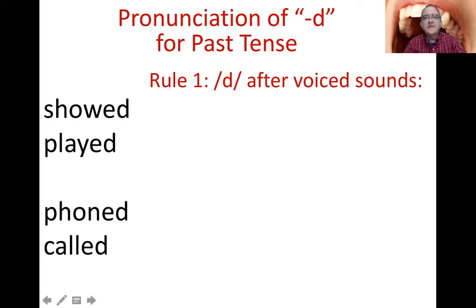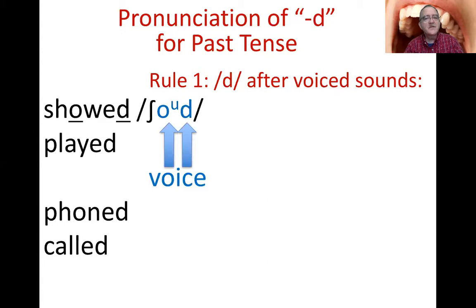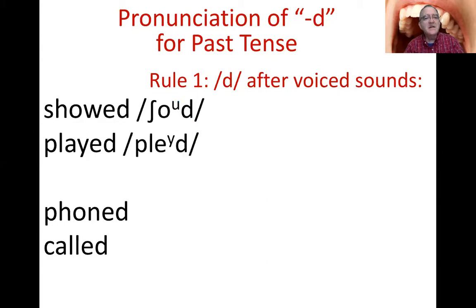Rule 1. When you have past tense, sometimes the ED is pronounced D. It's after voiced sounds. After voiced sounds, ED is pronounced as D. For example, after all vowels, O is a vowel, so it's showed, showed. The O is voiced, so the D is voiced. Played, the A is a vowel, so the D is voiced, played.